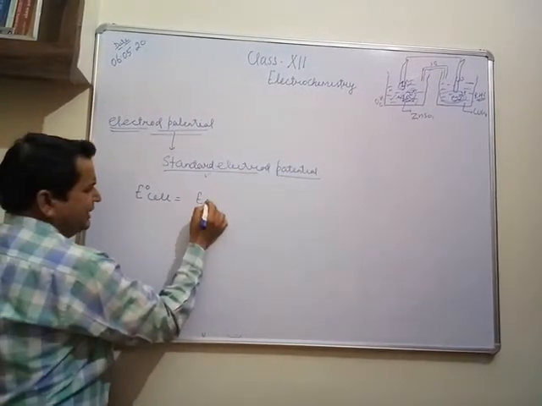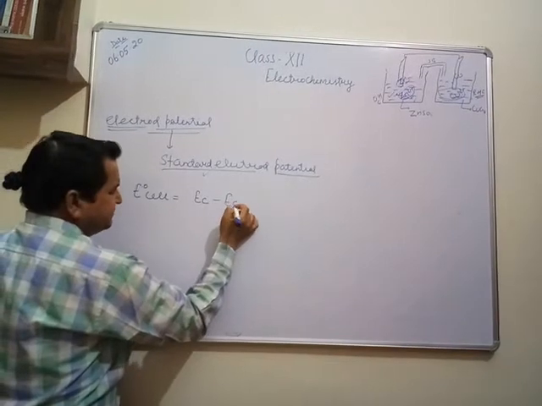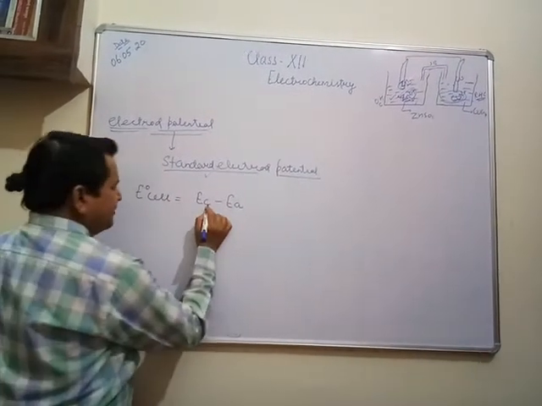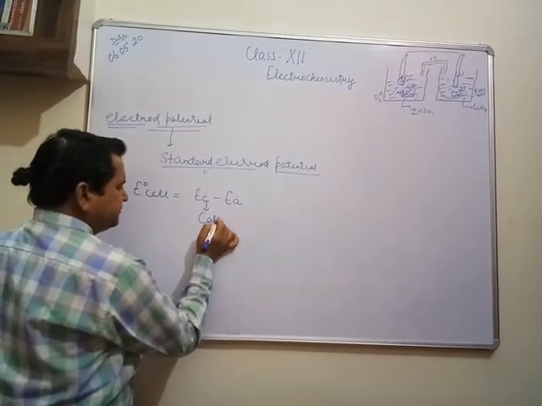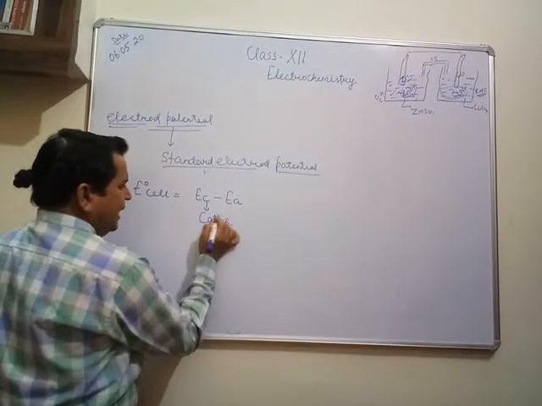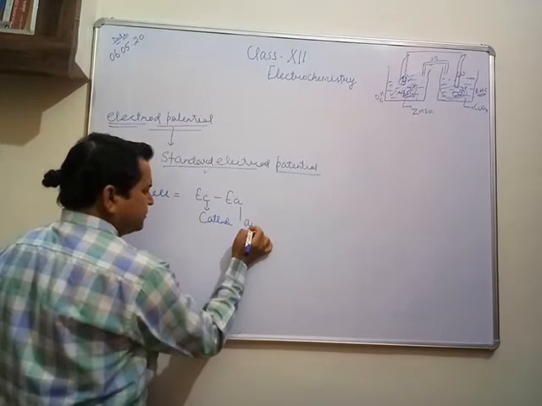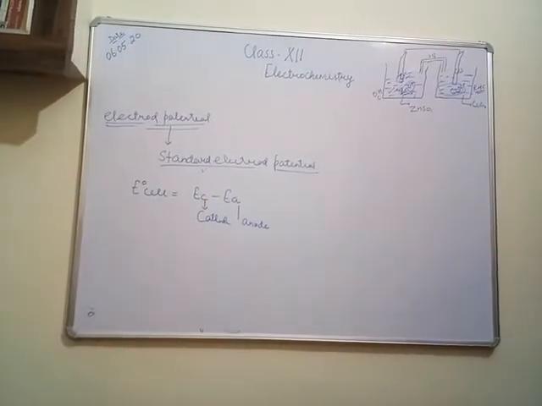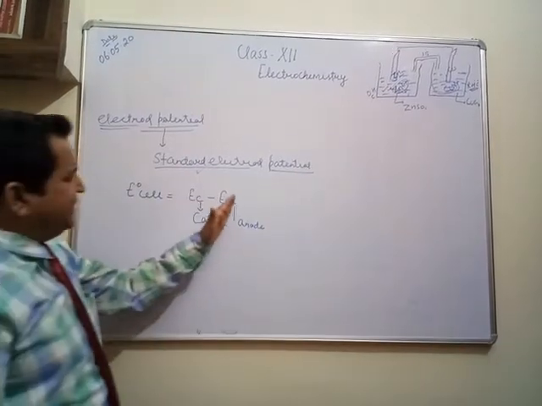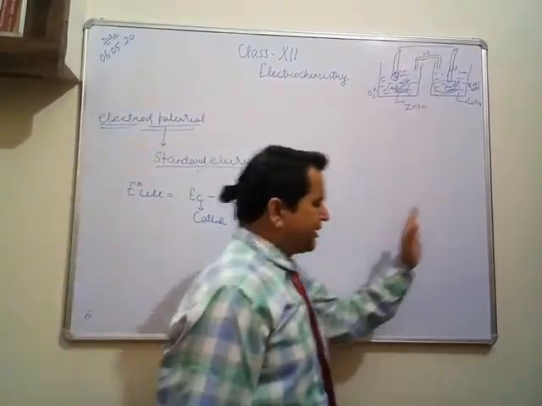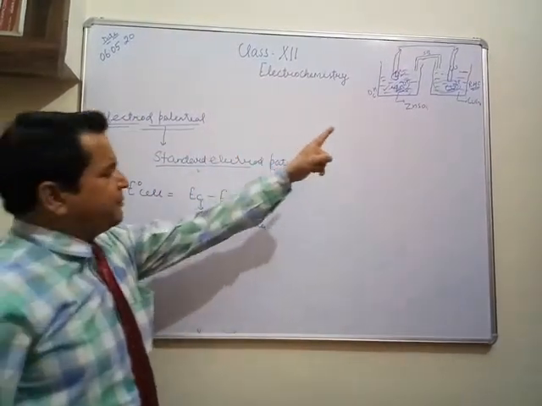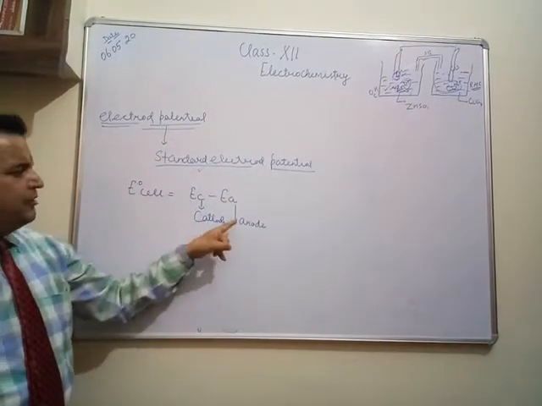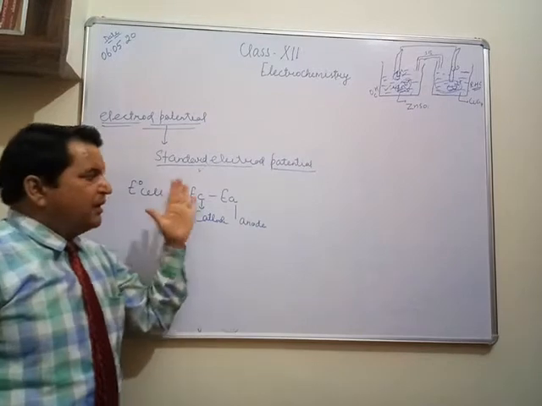Through the observation, the electrode potential of any particular cell, denoted by E naught cell, is equal to EC minus EA. EC minus EA, what is that? This C stands for cathode and A stands for anode. You can easily understand now that E naught cell equals EC minus EA, means EC where the reduction process takes place, and EA means the half cell in which oxidation takes place.